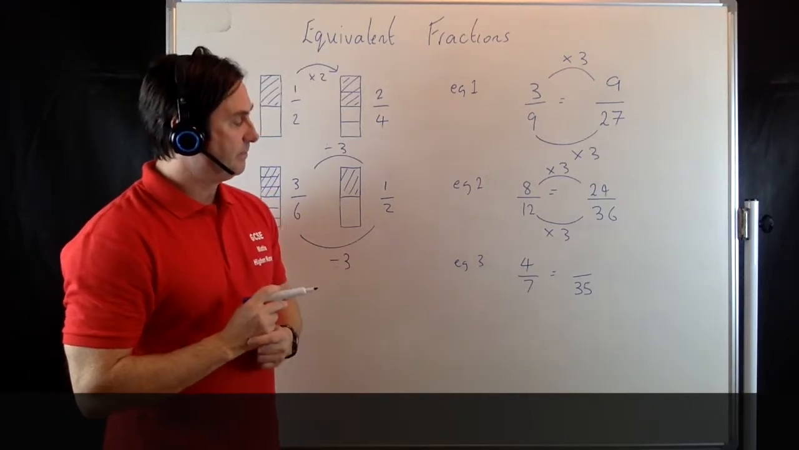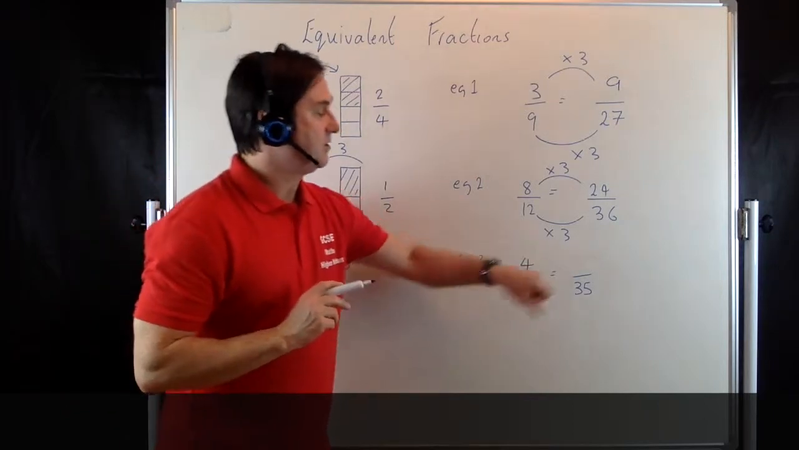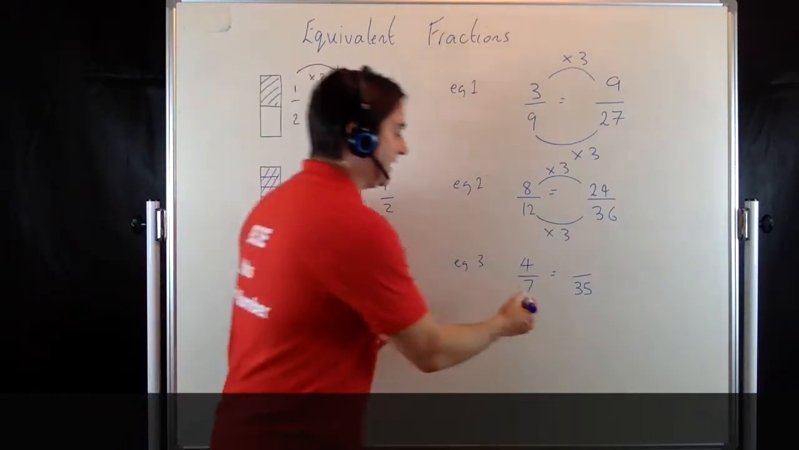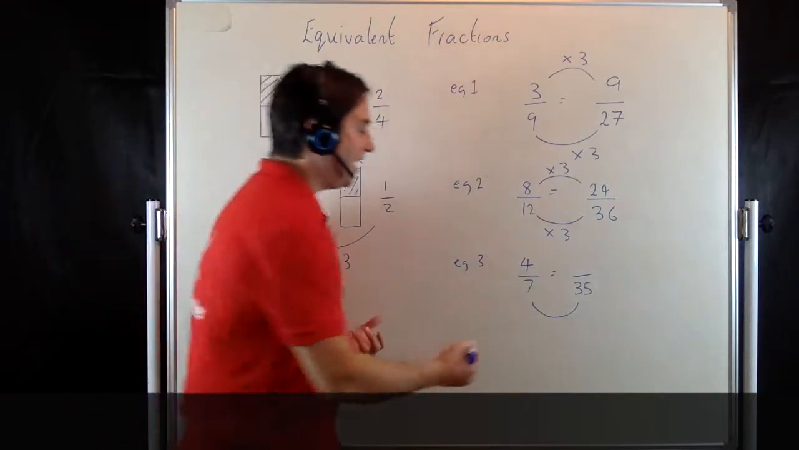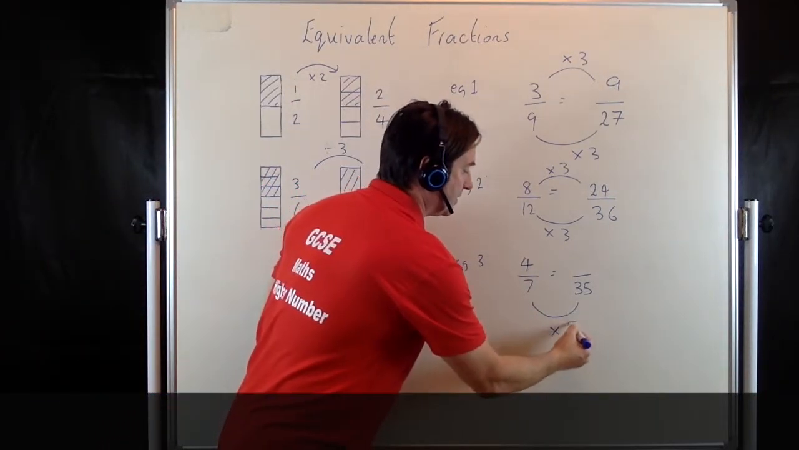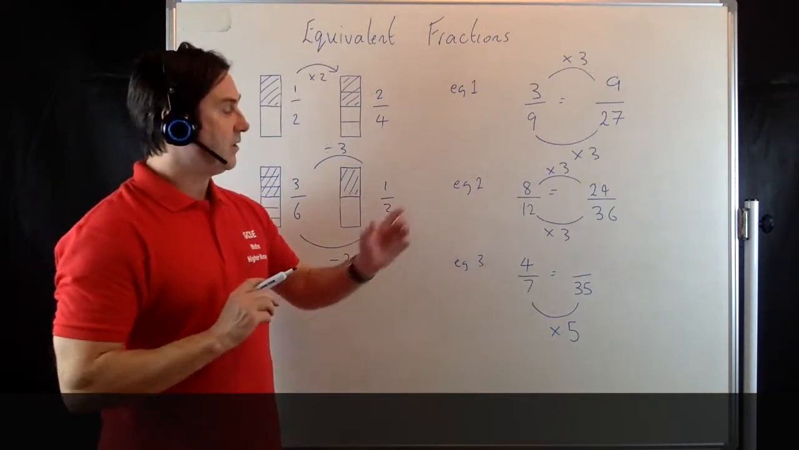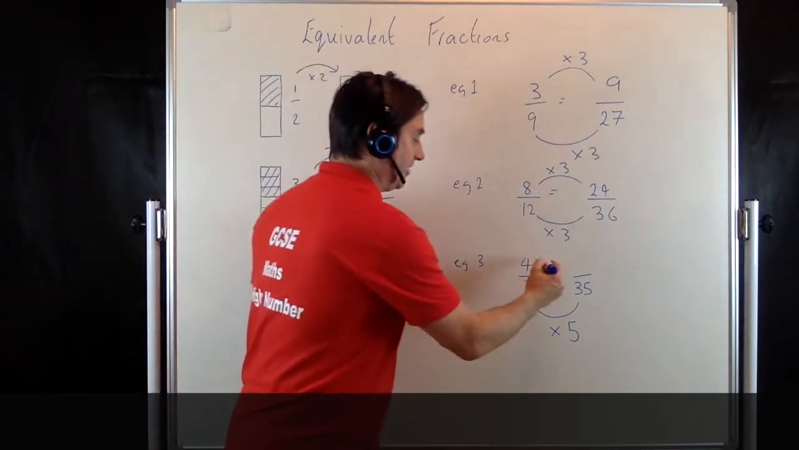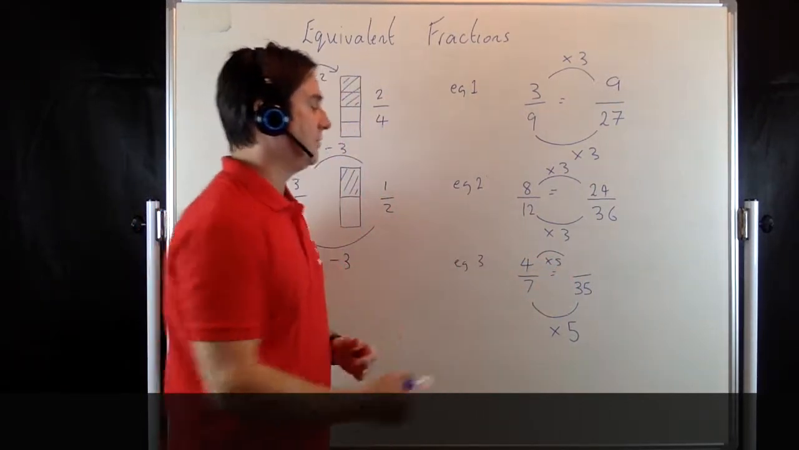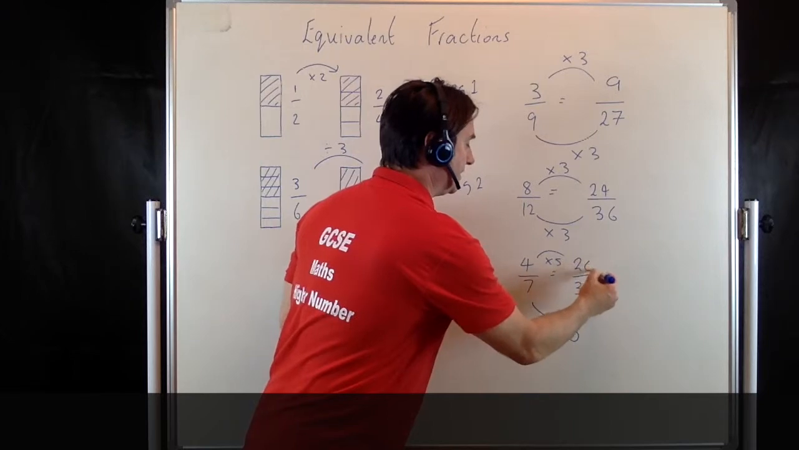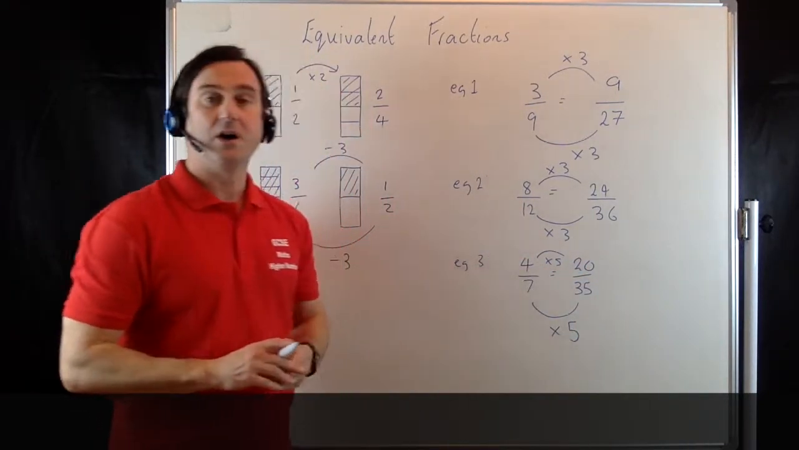The final one here, we've got our denominators. We need to find this missing numerator. What have I done to the 7 to get it to 35? Well, 5 7s are 35, so I've times the denominator by 5. So I now need to times the numerator by 5 as well. 4 times 5 gives me 20 over 35. These two fractions now are equivalent.